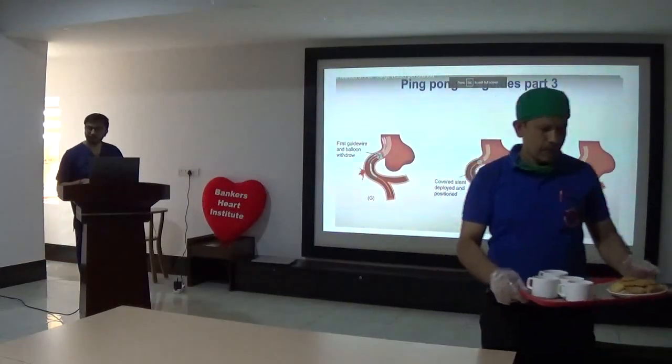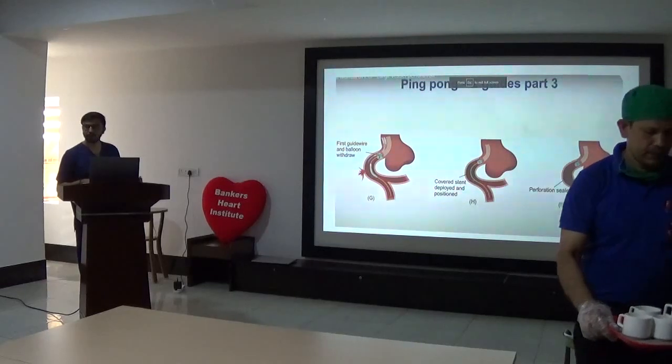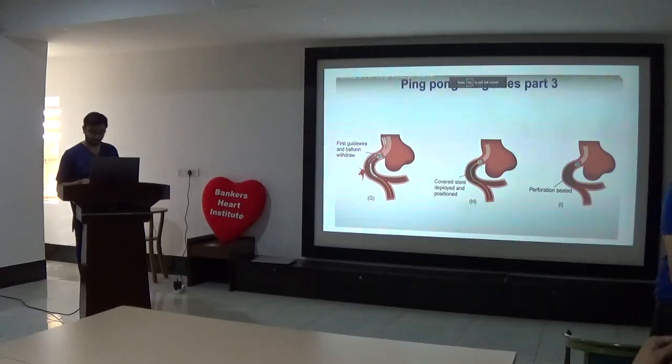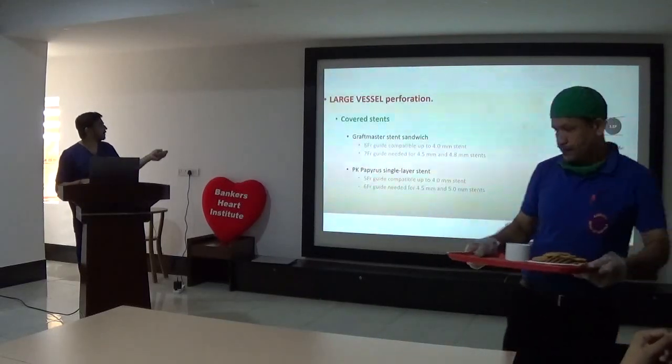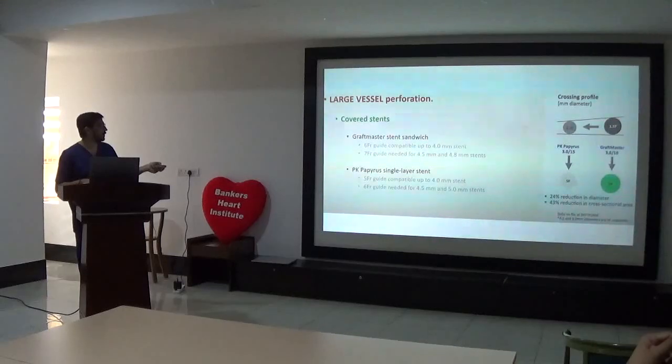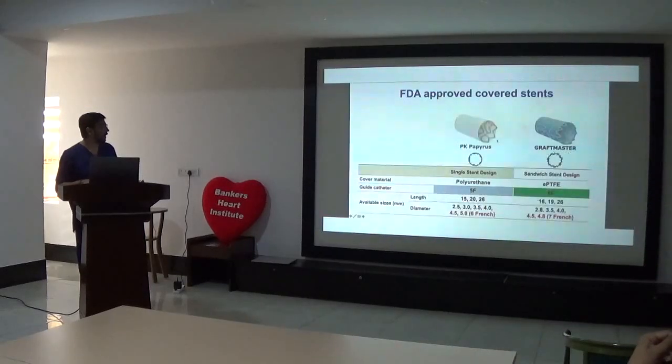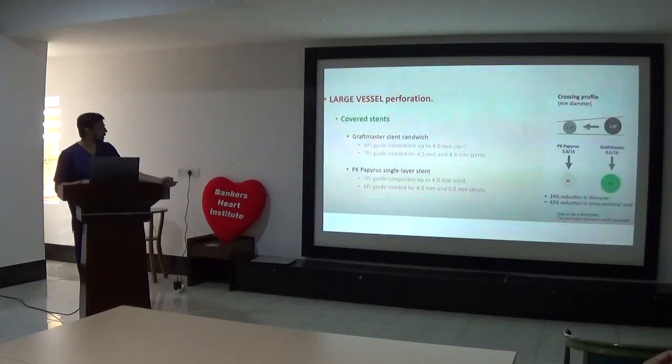So for a large vessel, it is reasonable to put a cover stent at this site. Mainly we use polytetrafluoroethylene cover stents. For large vessel perforation: the Graftmaster stent and the PK Papyrus single layer stent. The Graftmaster is what we use almost frequently in India in our institute. It is a sandwich type of design, polytetrafluoroethylene, 6 French, mainly used femoral. And this is the PK Papyrus single stand design. These are the guiding catheters which we use.